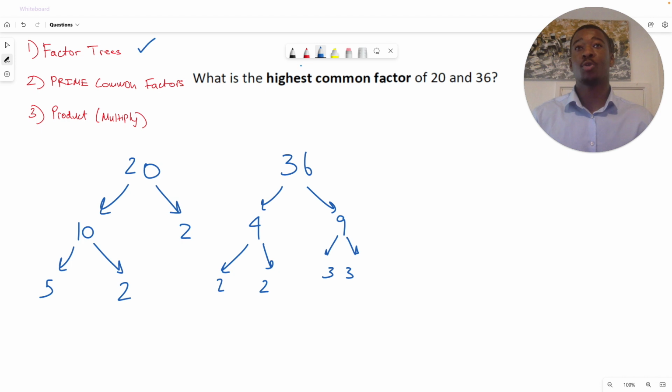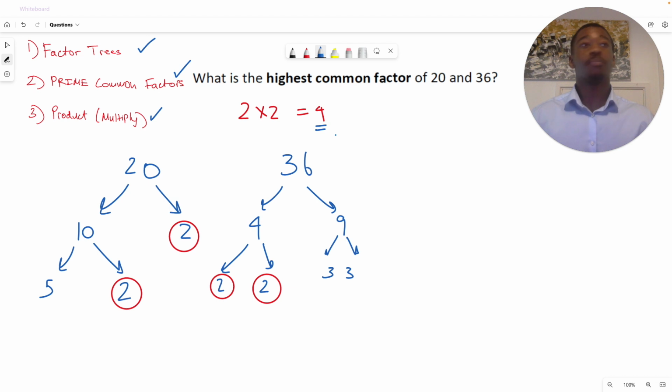Now we have prime common factors. Which prime numbers are shared across both factor trees? Well, I'm seeing a set of 2s and another set of 2s. So we have two 2s. So 2 times 2 equals 4. So we've done our prime common factor step and we've done our product, our multiplying step, and our HCF equals 4.